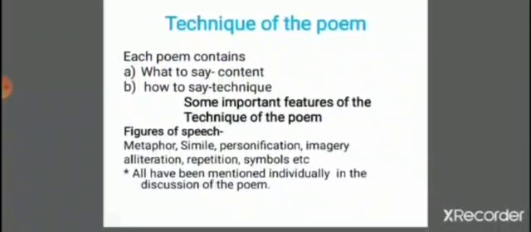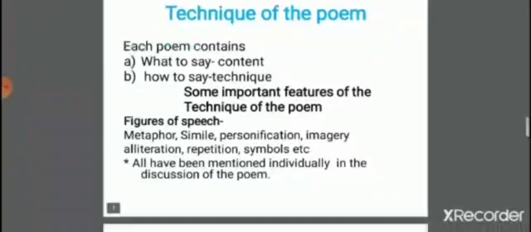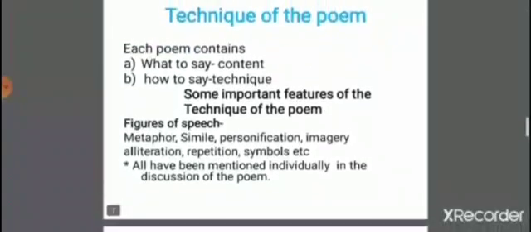Now, if we look at the technique of the poem, as you know, each poem contains two parts. One, what to say, that means the content part, and second, how to say. And this is called technique. Technique is nothing but, you can say, the embellishment of a poem which makes it differ from a piece of prose. These are kinds of ornaments which decorate the poem and give its own special identity.